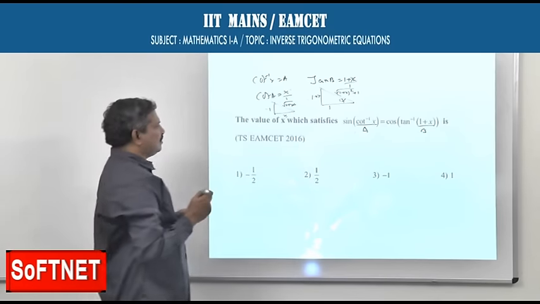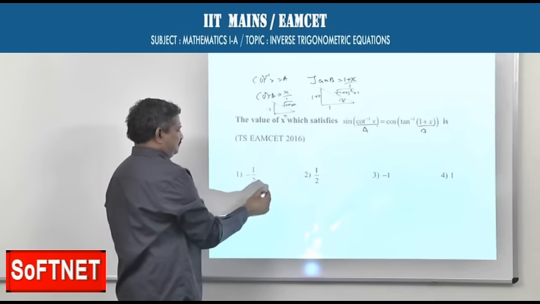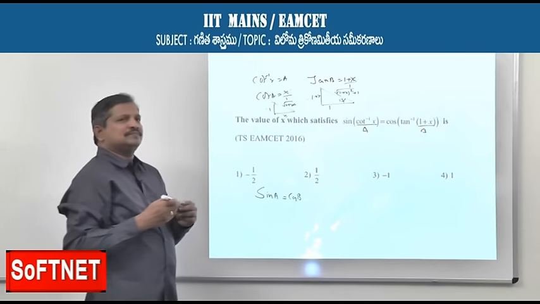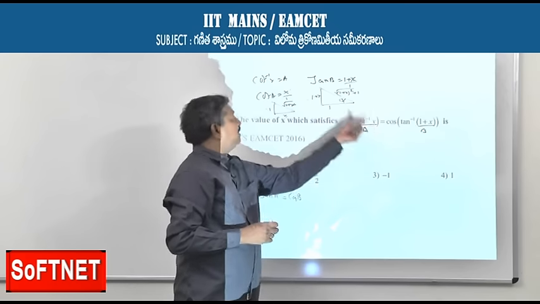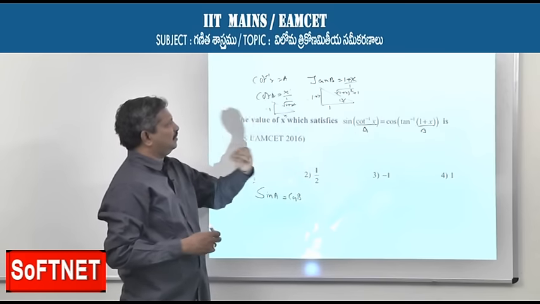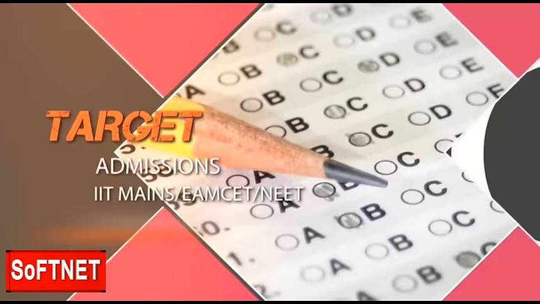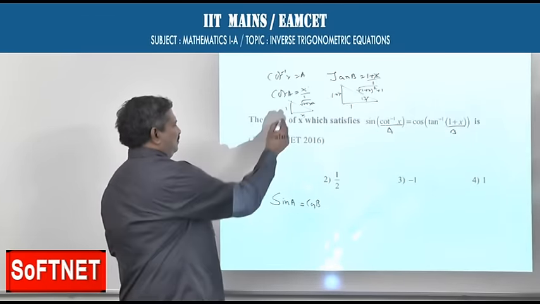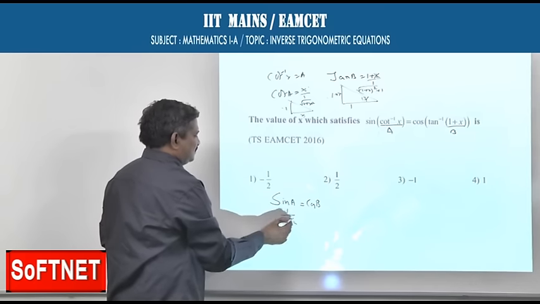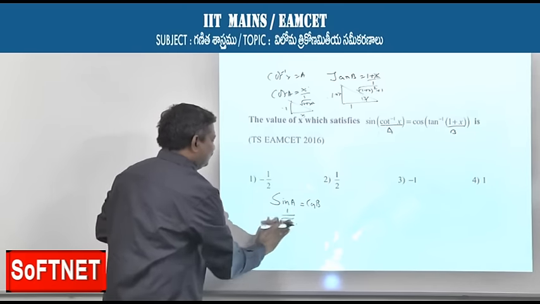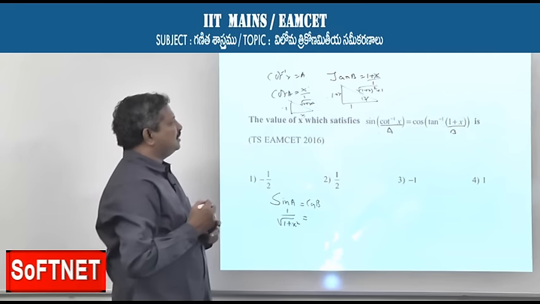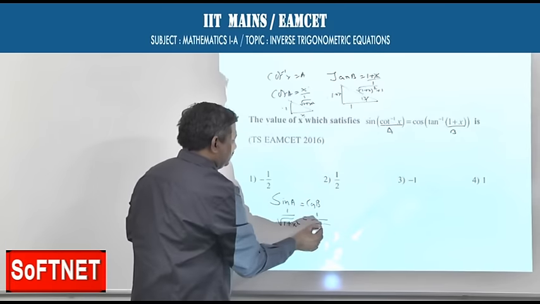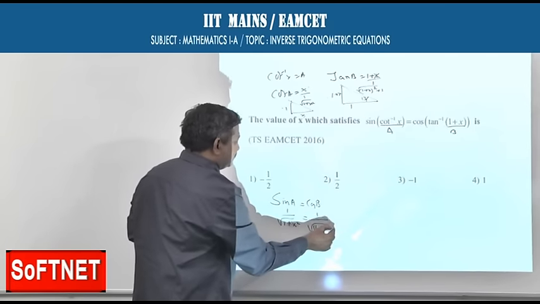Now what we have to do? We take the problem now. This is sin A, this is cos B. We got it like this. Wherever cot inverse x is there, I have taken A, cot A is x by 1, and I have drawn the triangle. Tan inverse of 1 plus x, I have taken B, tan B equal to 1 plus x, another triangle. Now, sin A from the first triangle, opposite side by hypotenuse, 1 by root of 1 plus x square. Cos B from the second triangle, 1 by root of (1 plus x) whole square plus 1.